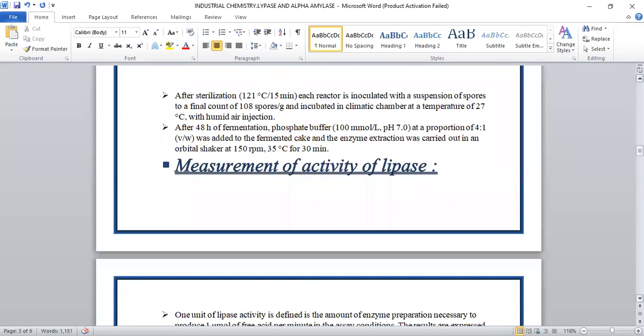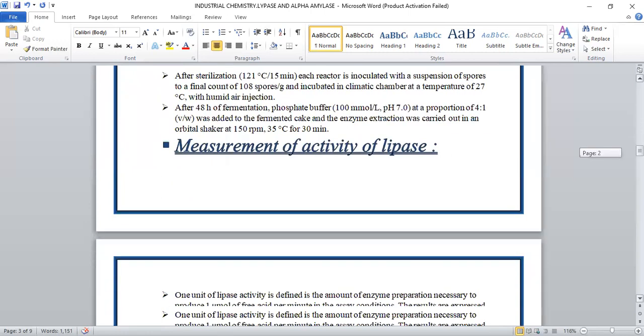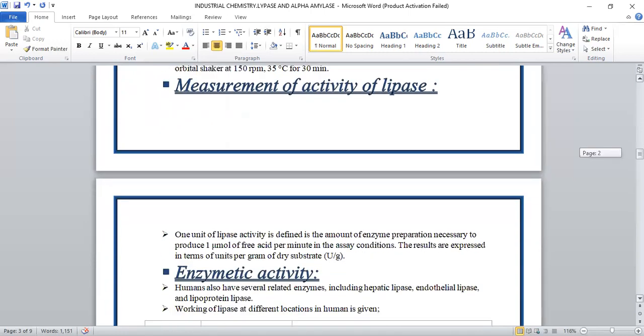Then we'll discuss the measurement of activity of lipase. So how is it measured? One unit of lipase activity is defined as the amount of enzyme preparation necessary to produce 1 micromole of free acid per minute in the assay conditions. The results are expressed in terms of units per gram of dry substrate.